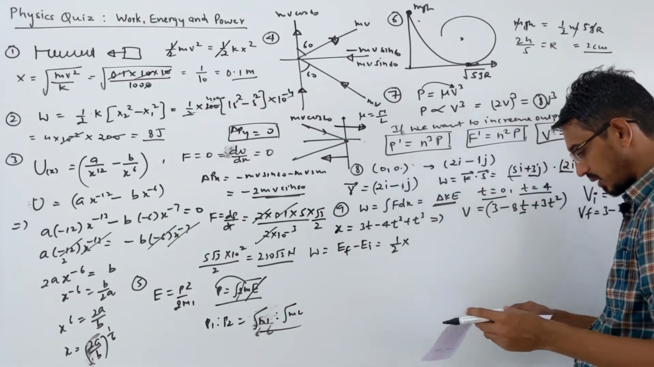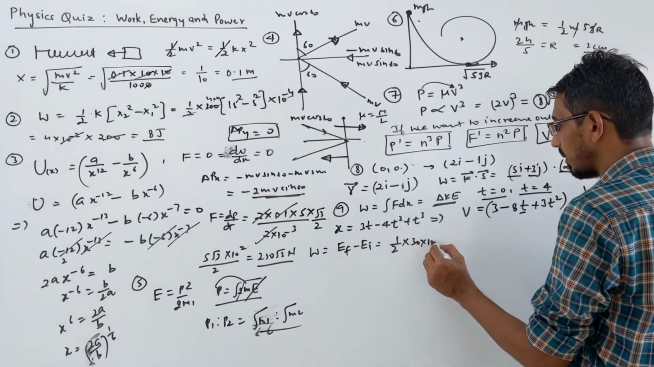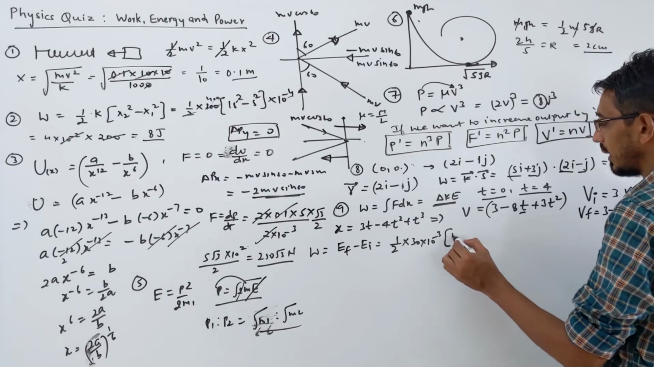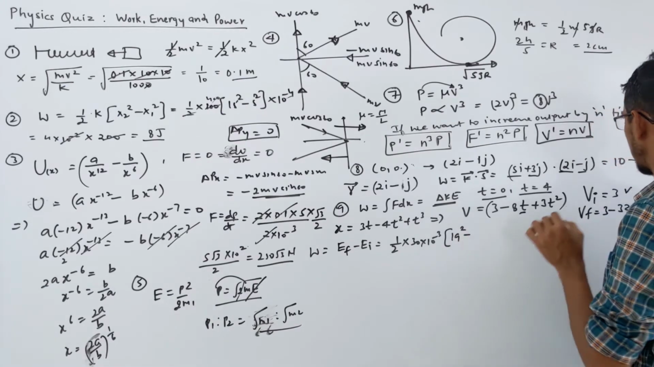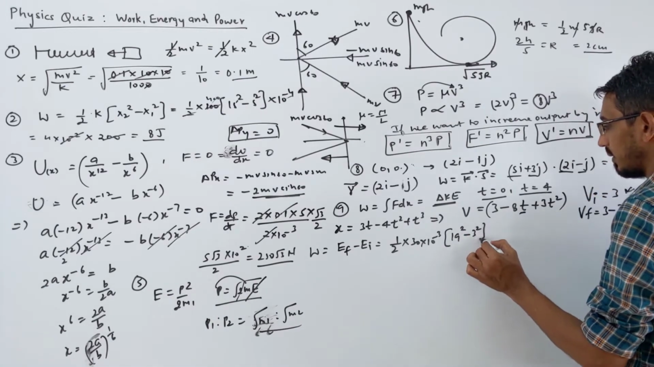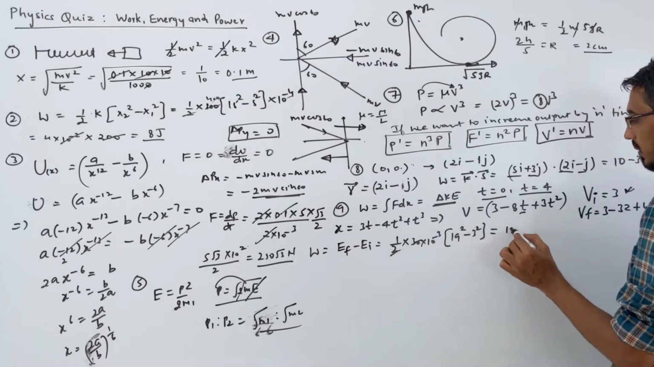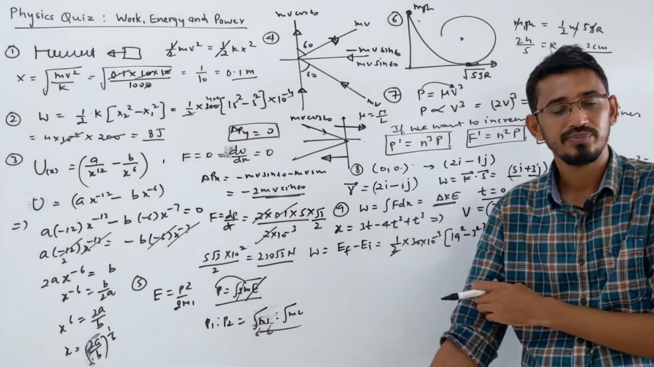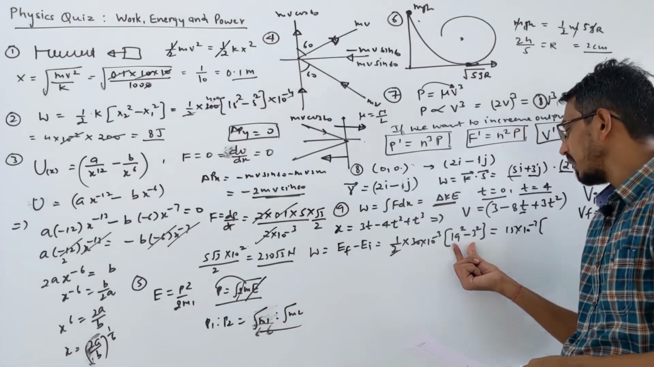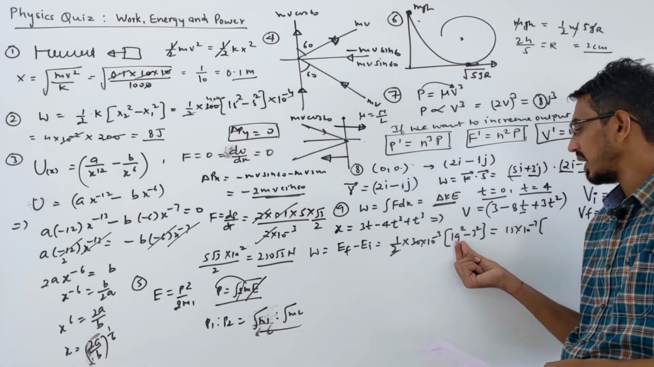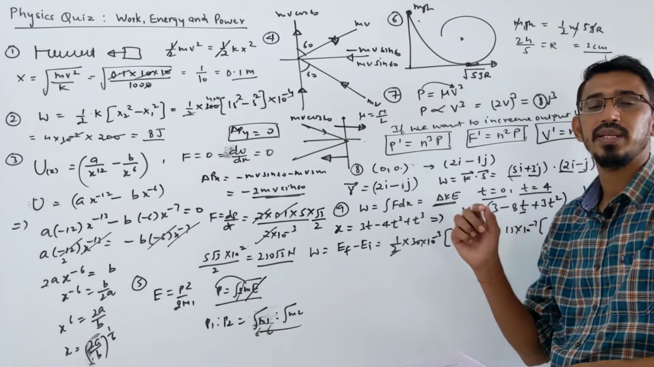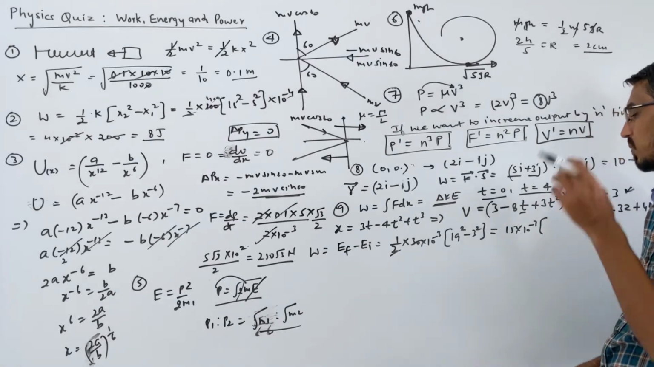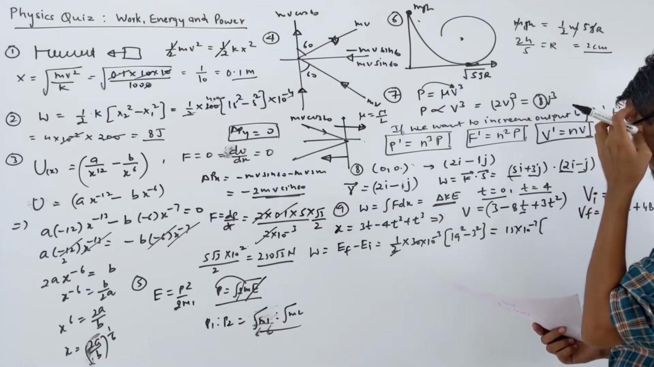Mass is given to you: 30 grams, so 30 into 10 power minus 3. Final velocity is 19, so 19 square minus initial 3 square. This becomes 15 into 10 power minus 3. If you can, you should not waste your time. I told you in the last class also, if you are getting a square minus b square, you should try a plus b into a minus b. So 19 minus 3 becomes 16, and 19 plus 3 becomes 22. The 16 and 22 you can cancel, right?